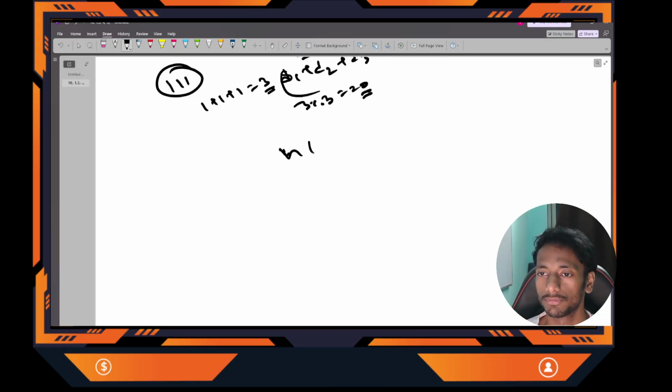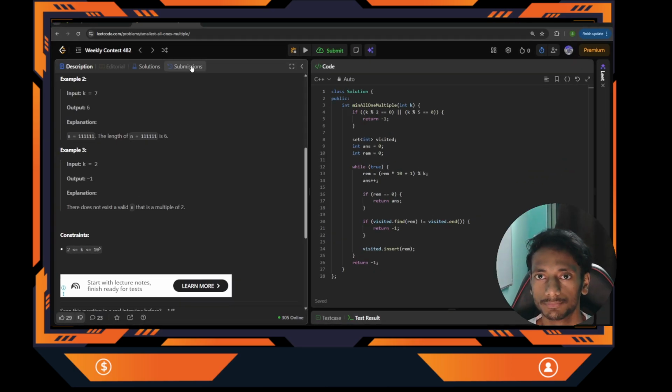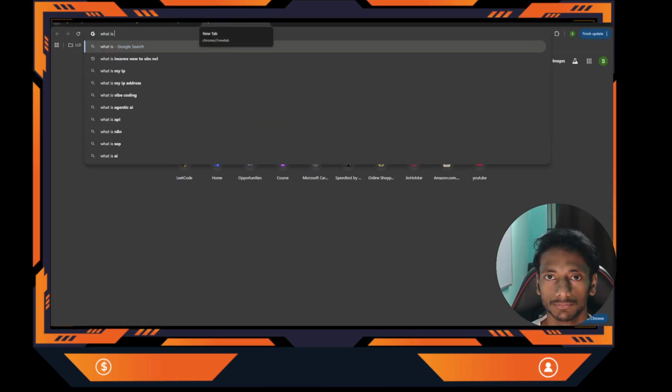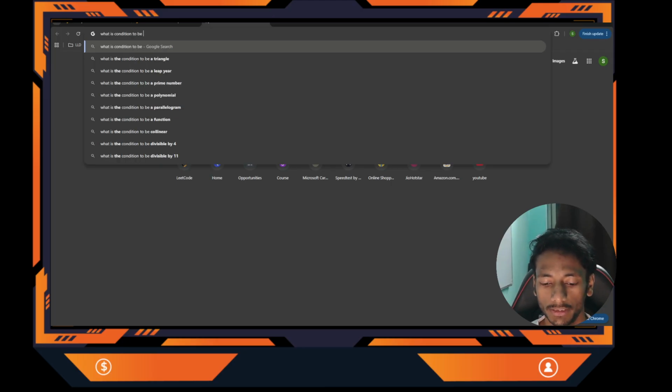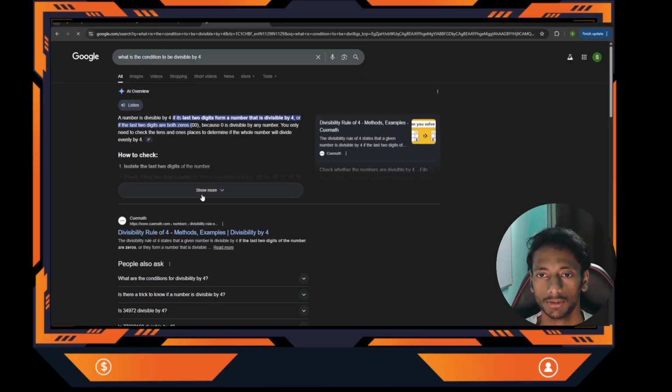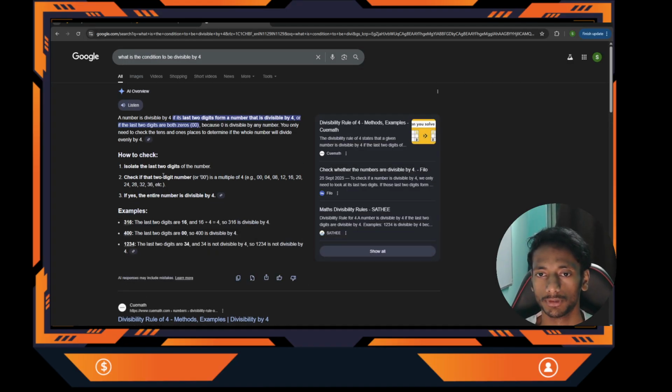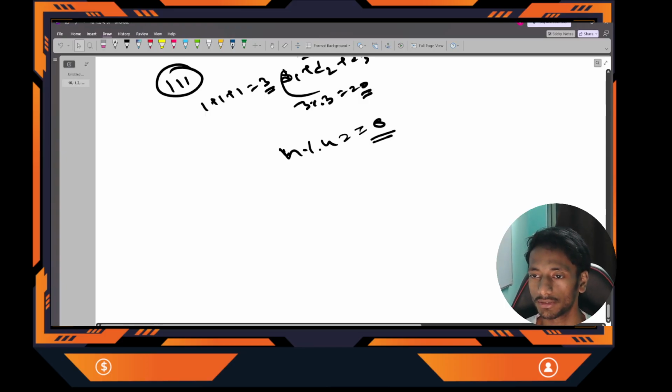What is the condition to be divisible by 4? Let's Google this. What is the condition to be divisible by 4? We have to check whether the number formed by the last two digits is a multiple of 4. The last two digits should be divisible by 4. That is the condition for 4.